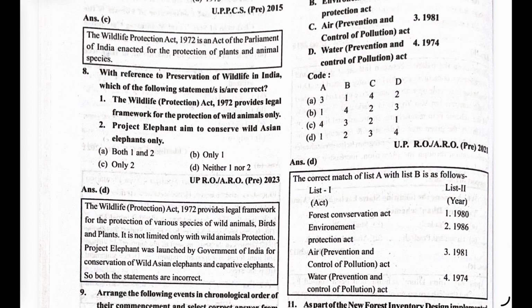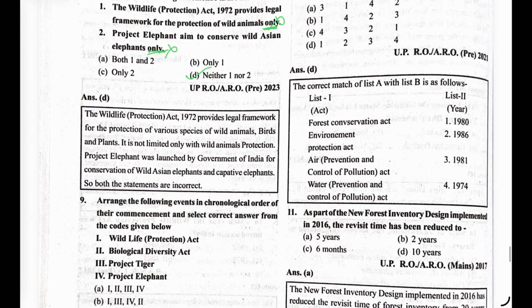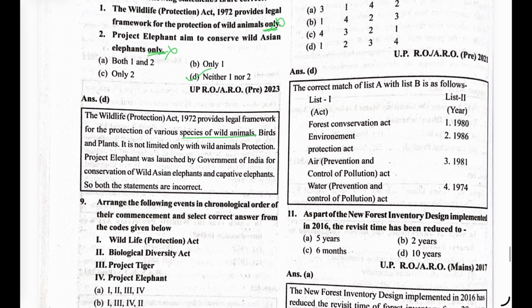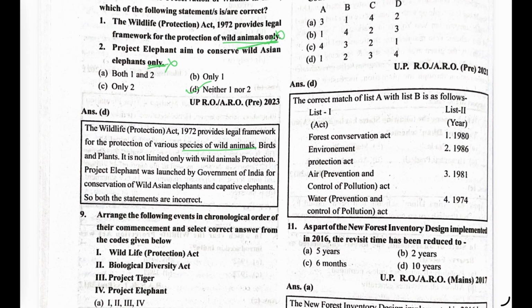The Wildlife Protection Act 1972 provided a legal framework for the protection of wild animals only? No. As we know, when the term 'only' comes, there is a maximum chance that the statement is wrong. Project Elephant aims to conserve wild Asian elephants only. Again, this term 'only' makes the statement wrong. So neither one nor two. The Wildlife Protection Act provides a legal framework for the protection of various species of wild animals.